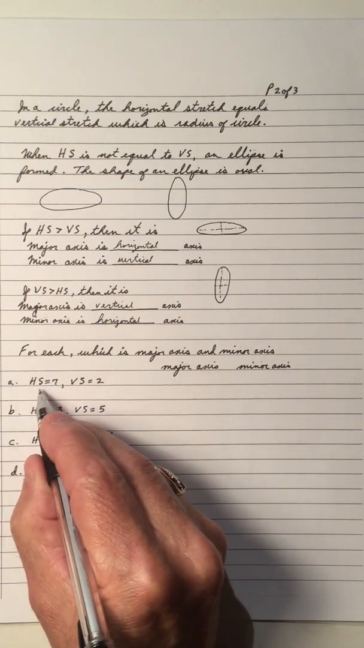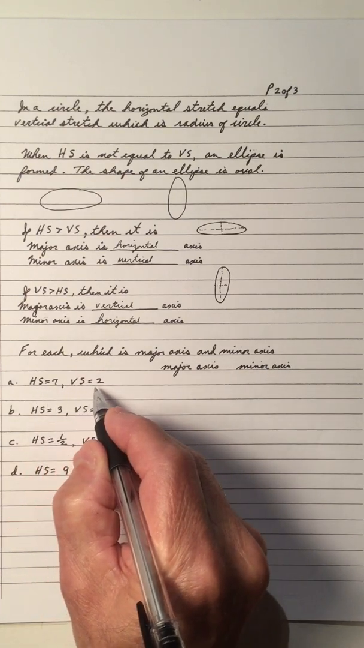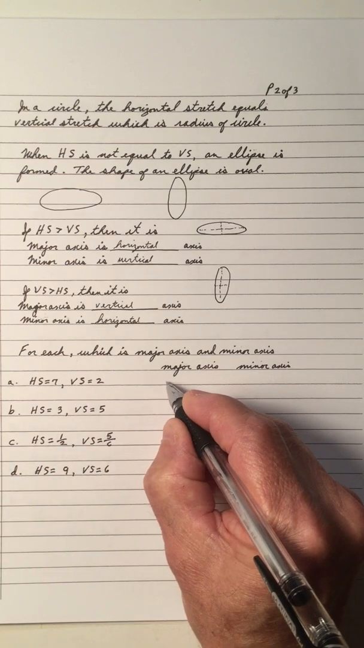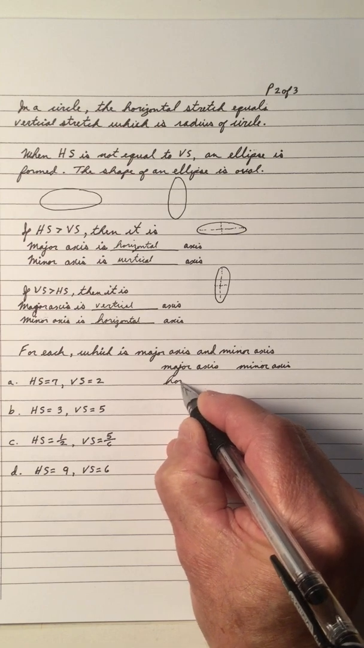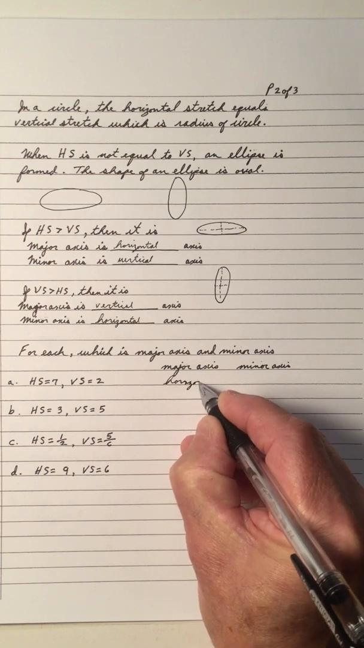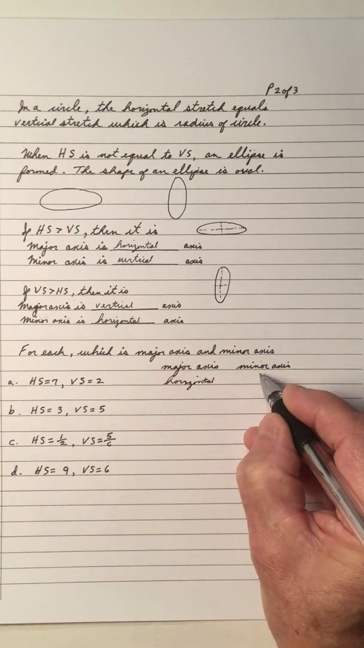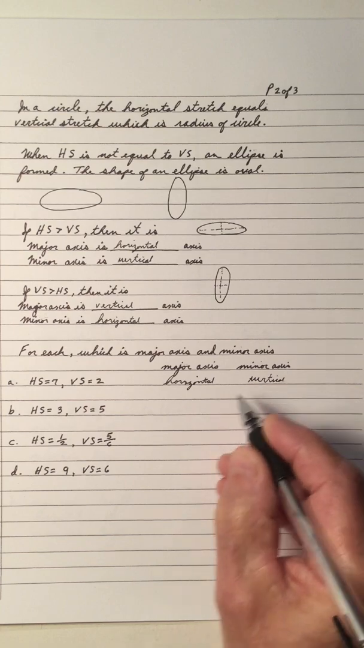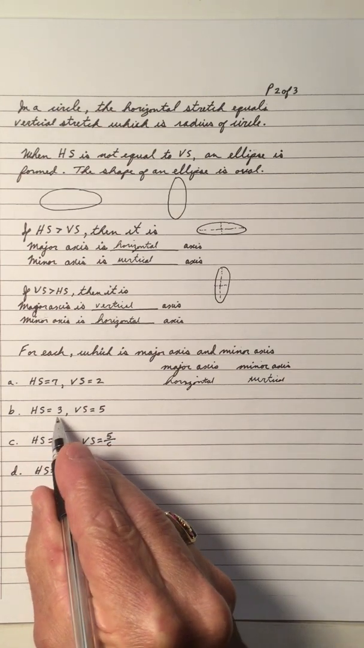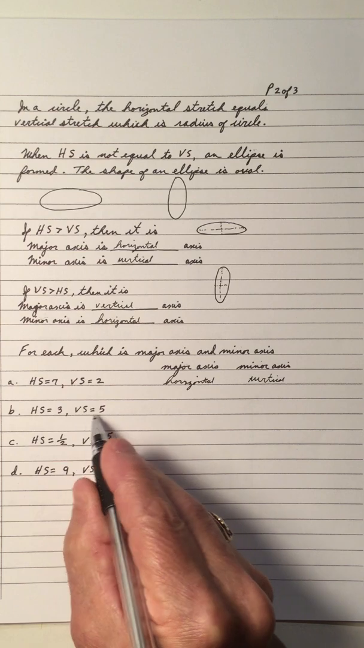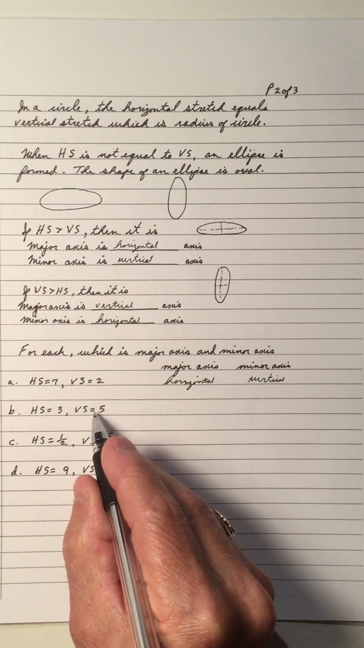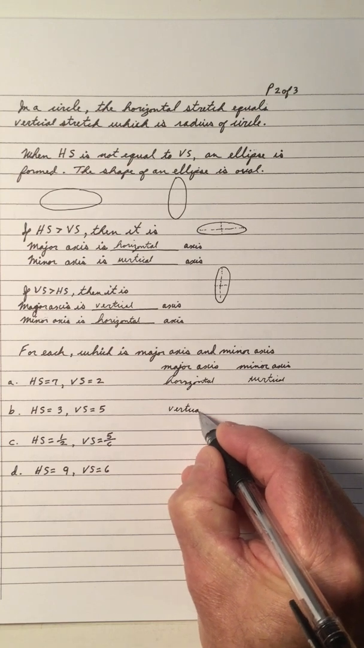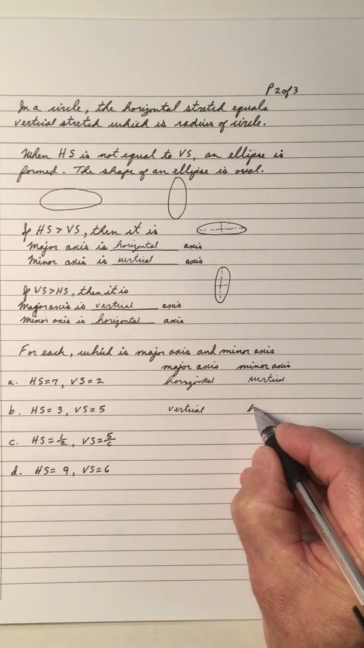So the horizontal stretch is 7, the vertical stretch is 2. So the major axis is the horizontal axis. The minor axis is the vertical. If the horizontal stretch is 3 and the vertical stretch is 5, the vertical stretch is greater. So the major axis is the vertical, because it's the longer length. And the minor axis is the horizontal.